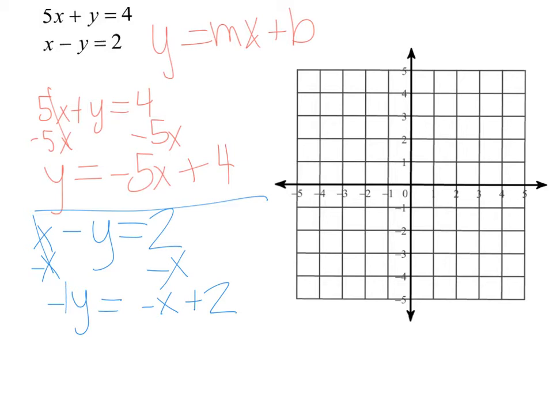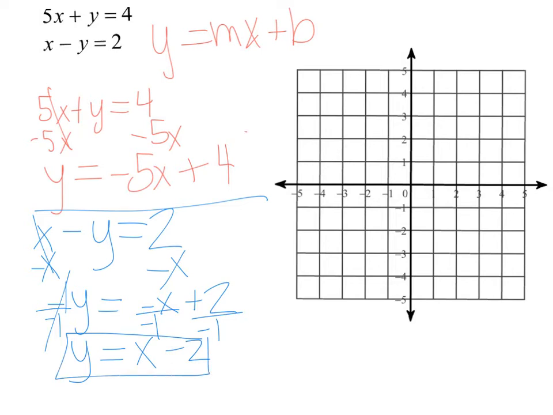So what we're going to do is either multiply all of the terms by negative 1 or divide all the terms by negative 1. Either way, we will end up making this positive. And by doing that, all we're really doing is changing the sign of everything in the equation. So my y is now positive, my negative x is now a positive x, and then my positive 2 is now a minus 2. So here's my second equation, my first equation, and now I just need to graph them.